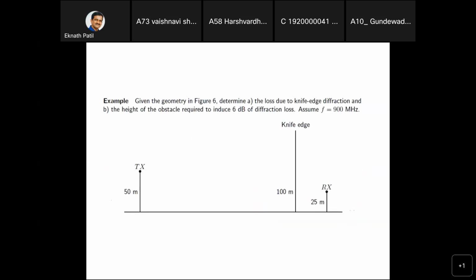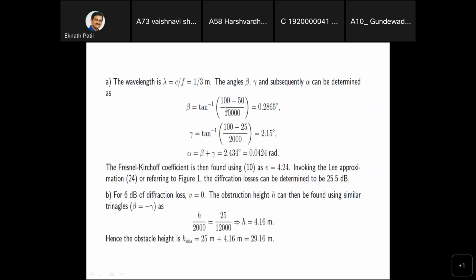This has to be done, and they have not given that particular part in this figure, so we have to keep in mind that this part is taken from the book, and in that book they have given it. So alpha is equal to beta plus gamma, 2.434 degrees, and if we convert into radians, that is 0.0424 radians. So the Fresnel-Kirchhoff's coefficient is found using equation 10.